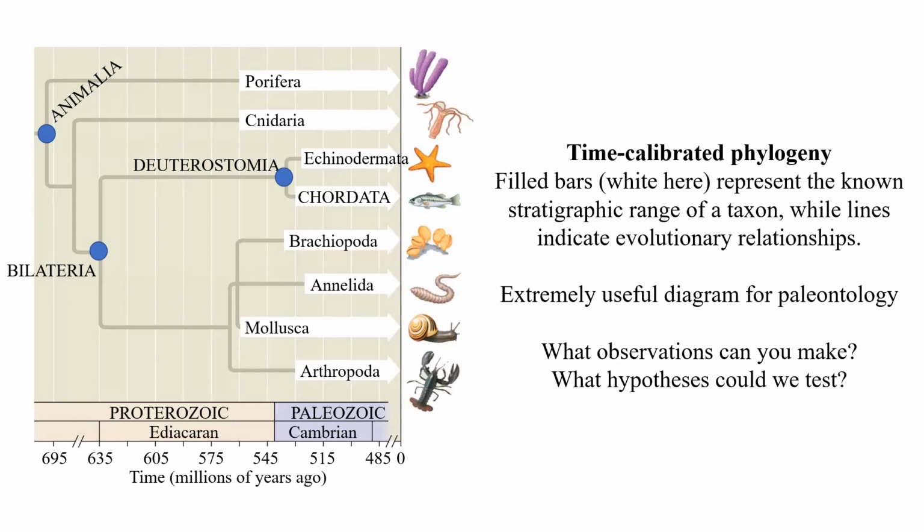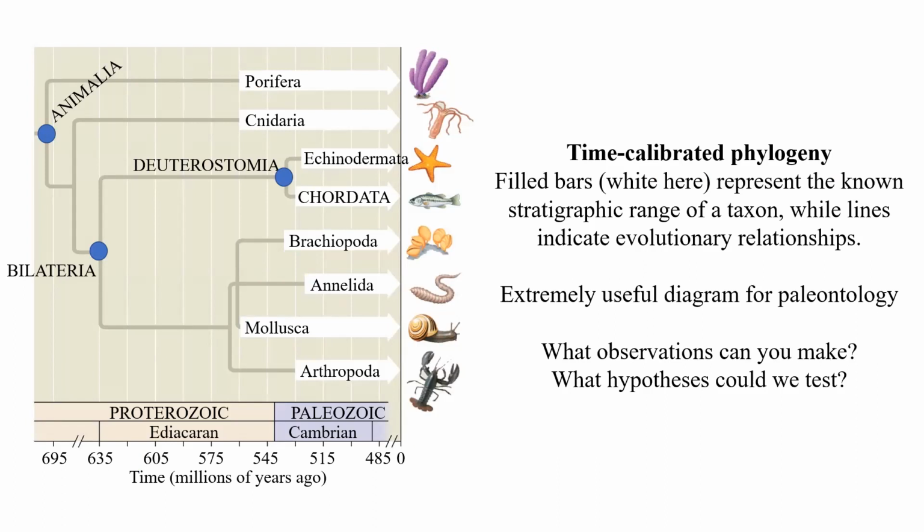We are going to be seeing a lot of these things in this class. These are time-calibrated phylogenies. So up here on this diagram, you're seeing a bunch of phyla of animals. All the all-caps ones are things that have to do with our phylum. Our phylum is called Chordata. Vertebrates are in Chordata. So the phylogeny is just like the phylogenies we've been seeing. This is the relationships between these different clades.